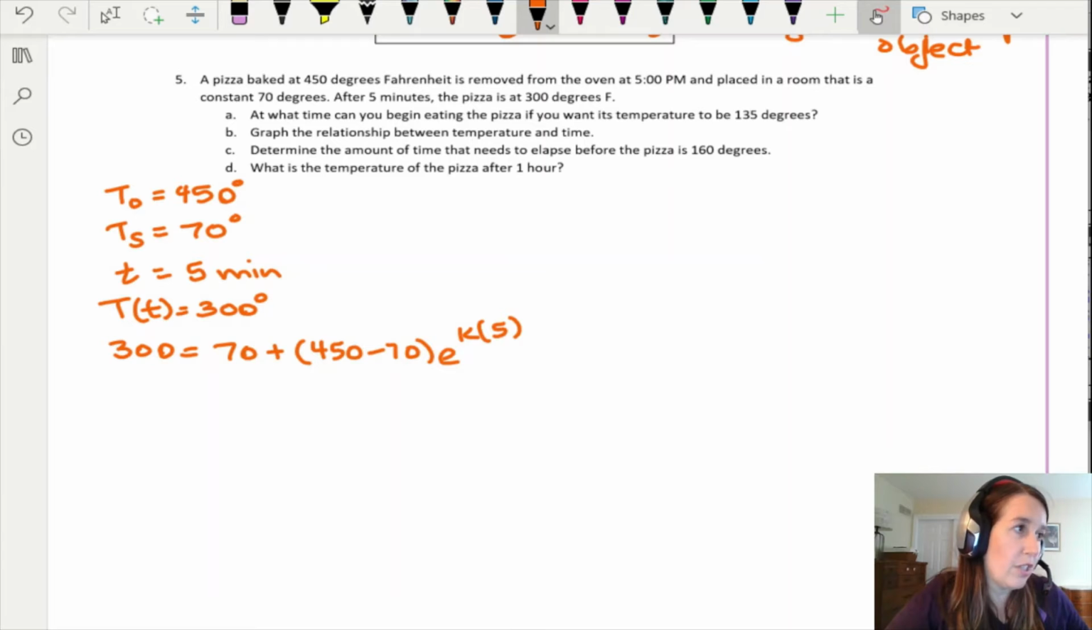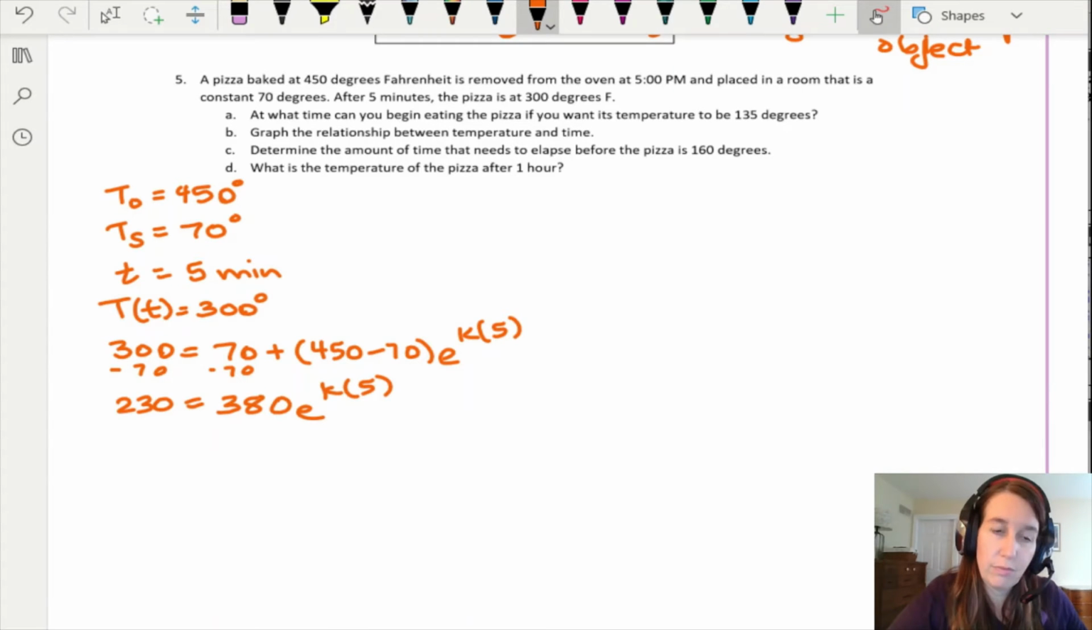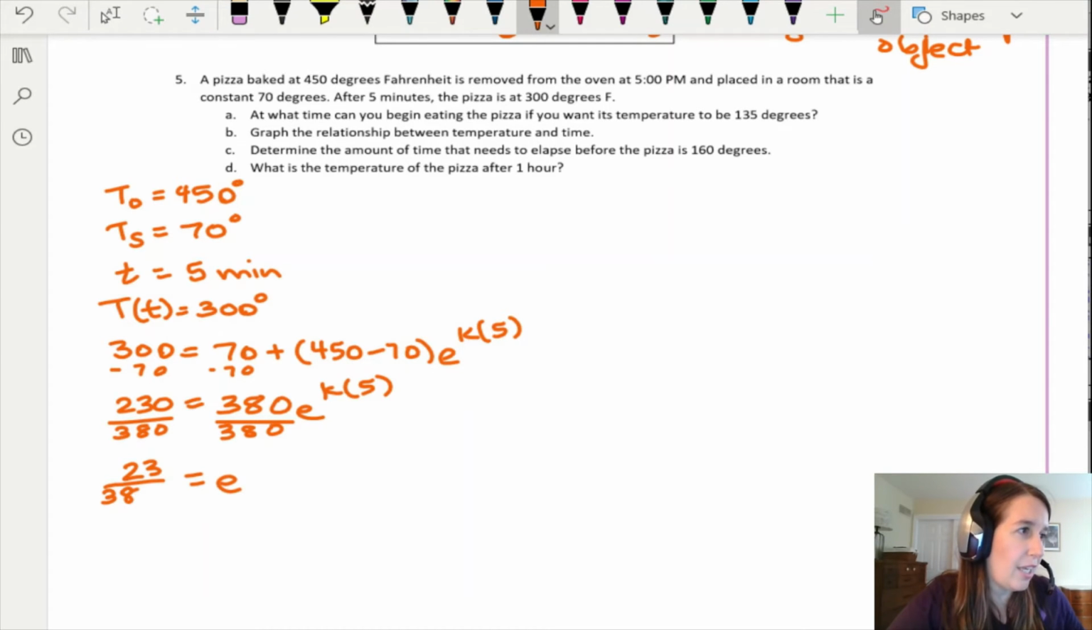So first, I think I'm going to subtract 70 from both sides because I do need to isolate that e before I can do anything else. So that would be 230 equals, and then 450 minus 70 is 380, e to the k times 5. Okay, now, just as before, divide both sides by 380. So I'm getting 23 over 38 is equal to e to the k times 5.